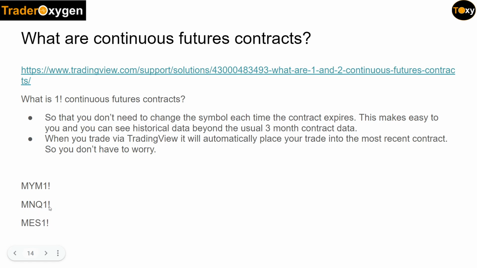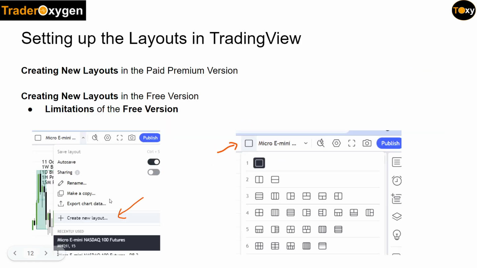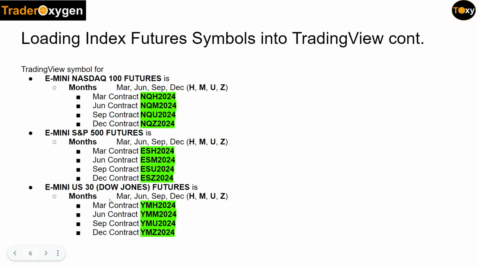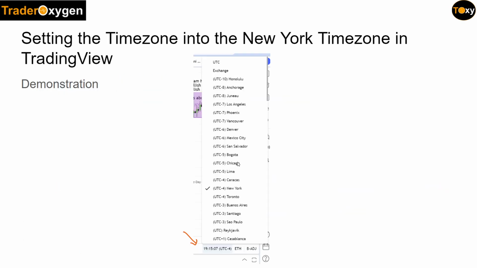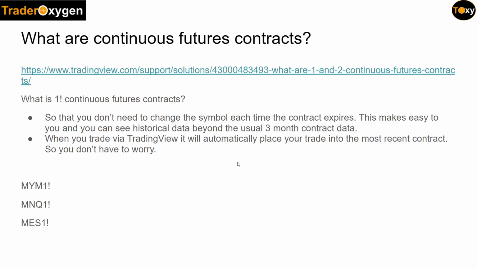So here you don't say whether it's 2024 or something like that, because otherwise you have to say, for example, MNQ H 2024 for the March 2024 contract. Otherwise, you have to say MNQ U 2024 for the September. But in continuous futures, you don't have that part. You simply say M, N, Q and number one and an exclamation, right? So that is the symbol, MNQ1 exclamation.